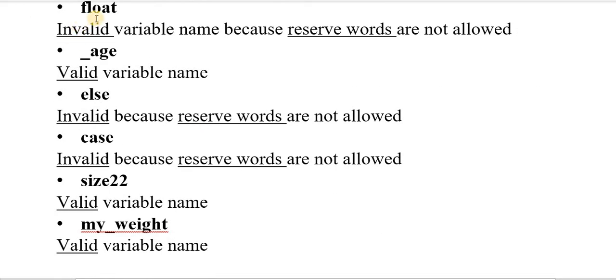Next variable name is float. It is invalid variable name because reserved words are not allowed. Next variable name is underscore age. It is valid variable name. Else. It is invalid because reserved words are not allowed. Case. It is invalid because reserved words are not allowed. Size 22. Valid variable name. My underscore weight. It's a valid variable name. So that's it for question number 7.